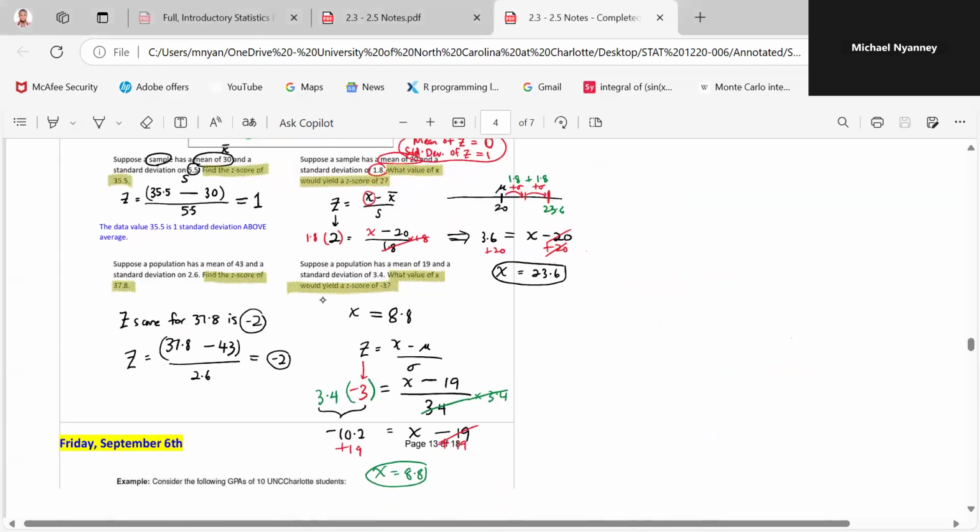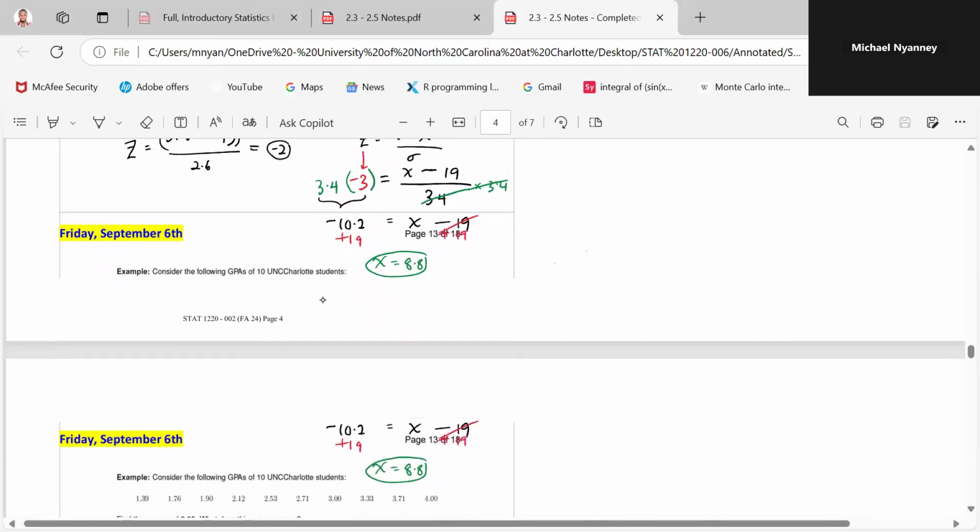So we have an example here for you to check. So suppose you have a mean of 43 and standard deviation of 2.6. You have to find the z-score. So we have the z-score through the formula. We have the z-score to be minus 2. This implies that you have to go 2 standard deviations below the mean to get to the number 37.8. That's the explanation to it. Okay.